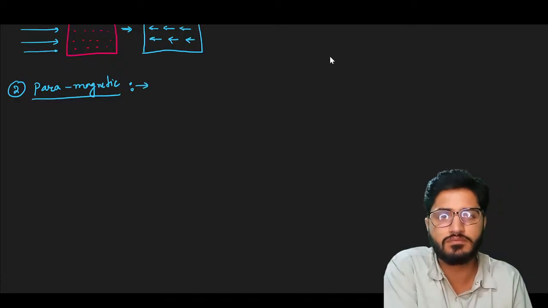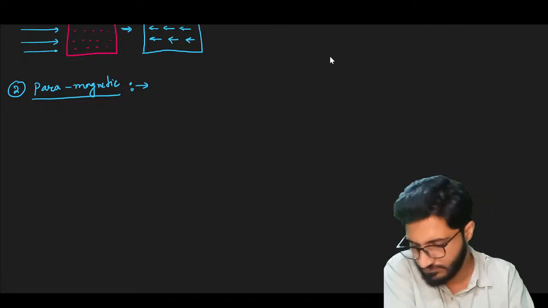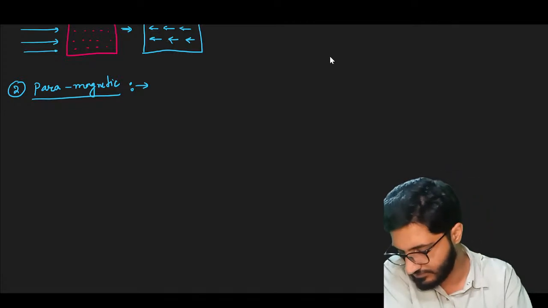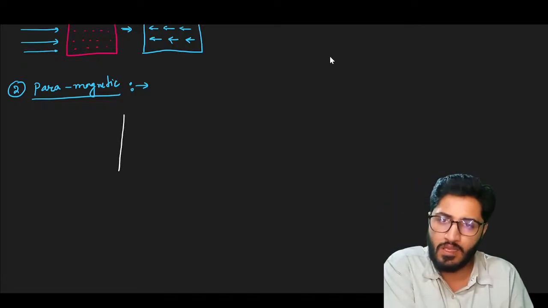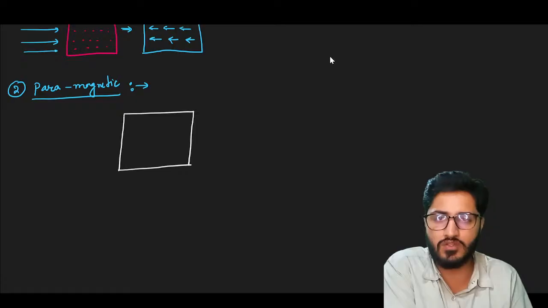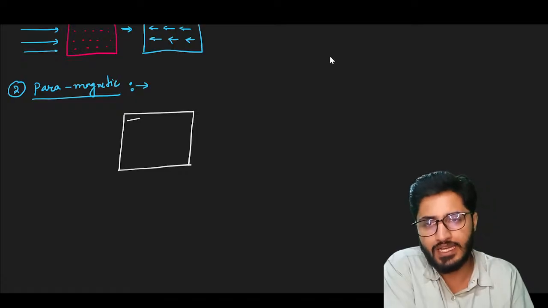Look now. And I just told you in the beginning of this lecture, paramagnetic materials do possess individual magnetic moments, but in a random order, not any specific order, right? In a random orientation.